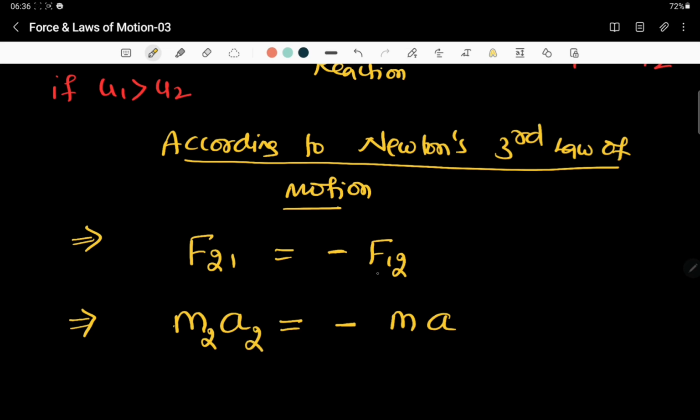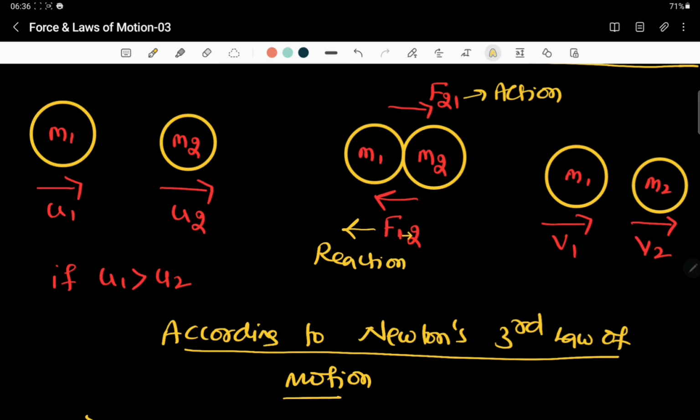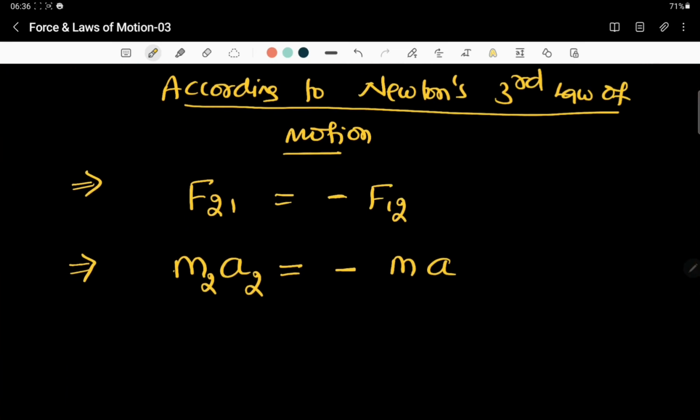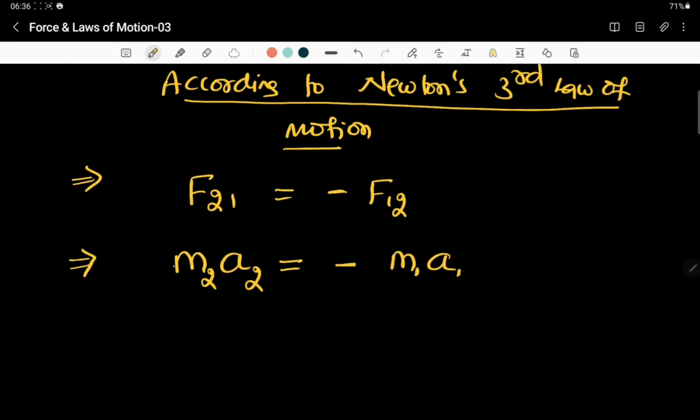And how about this F12? F12 means this is a force on the first body, which means we have to take the mass of the first body and the acceleration of the first body. That's why it becomes m1 a1. Correct? Then afterwards m2 into a2 means what?